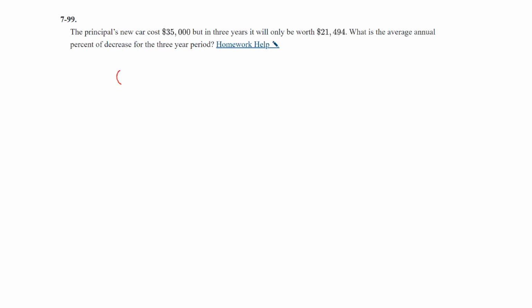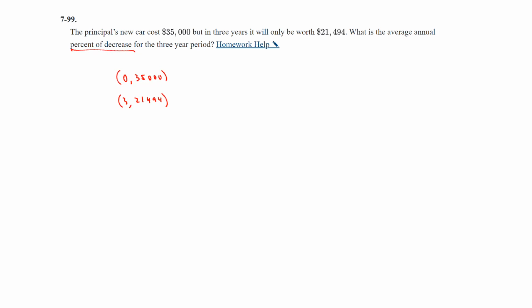The first thing I'm thinking of is initially the car is worth $35,000. Let me take out my comma just so we don't have separation there. So that's the initial, but in 3 years, it's already going to be down to $21,494. And it is a percent of decrease, so you can see that it's going down.